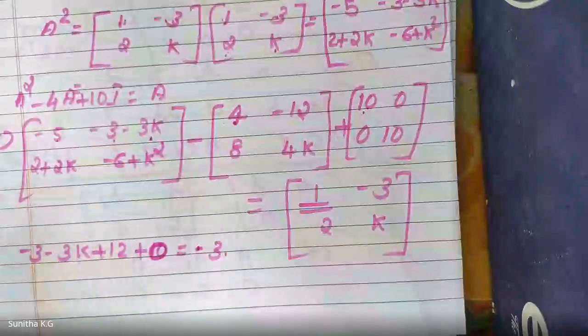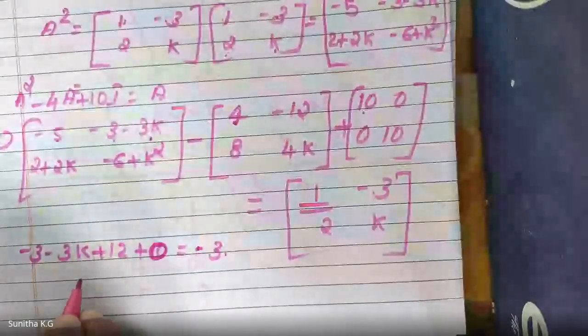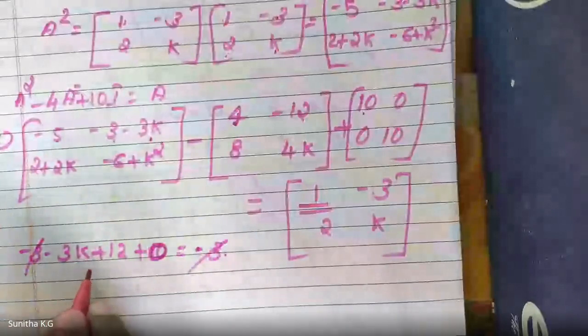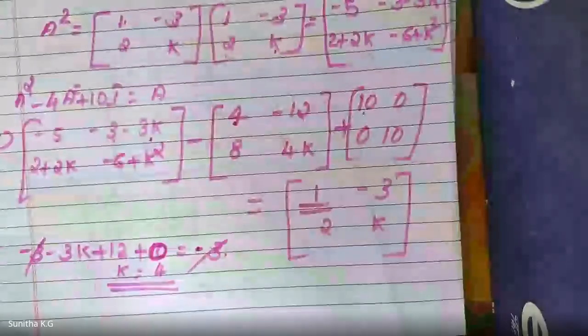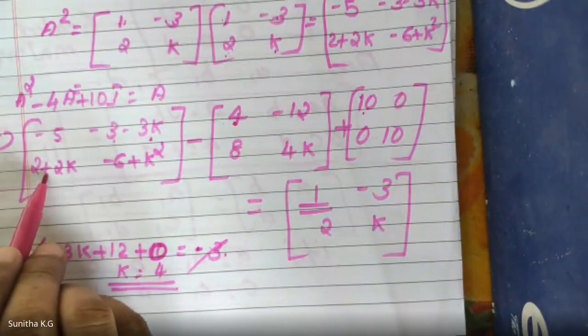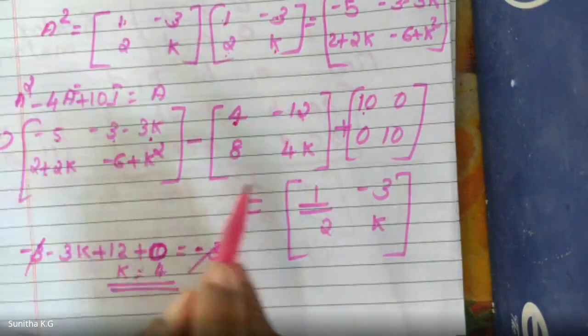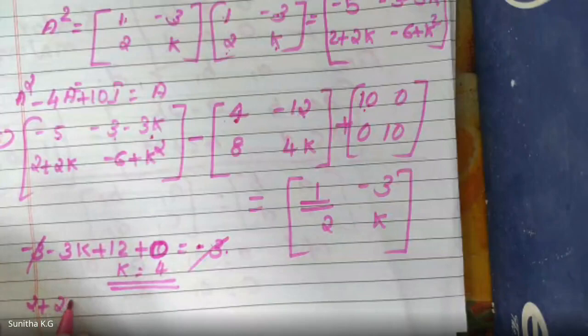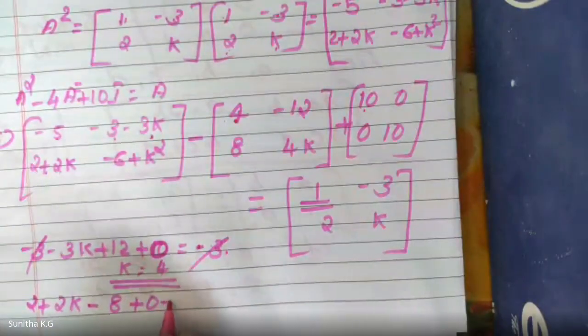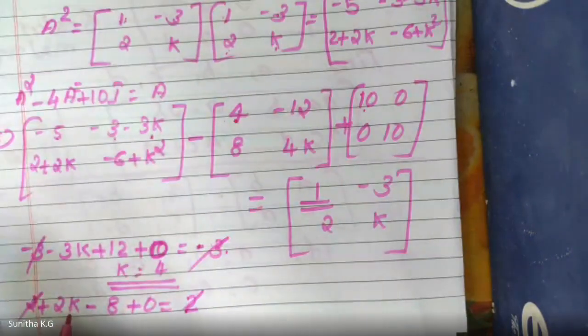So what do we get? What is k? Minus 3 and minus 3 get cancelled. 3k equal to 12, k equal to 4. Good answer. Okay. Next case. Check whether it is the same. What are the elements when we are adding and subtracting these cases? 2 plus 2k, minus 8, plus 0, equal to 2. 2 and 2 get cancelled. 2k equal to 8, so k equal to 4.